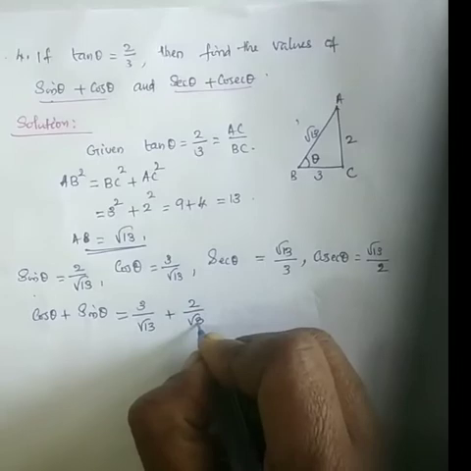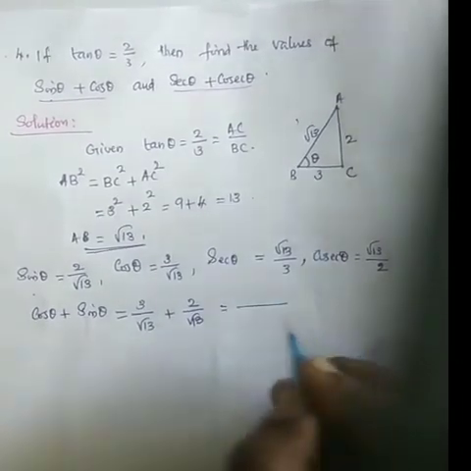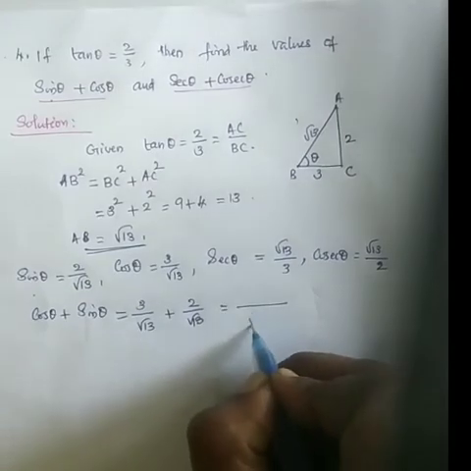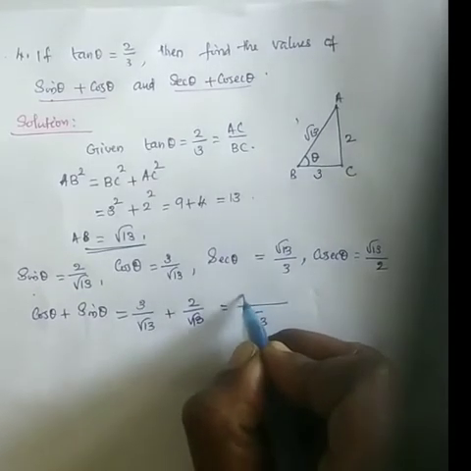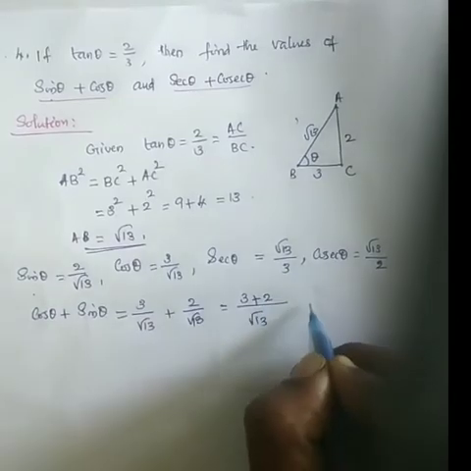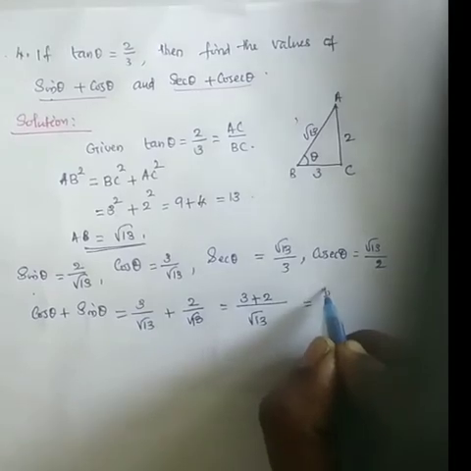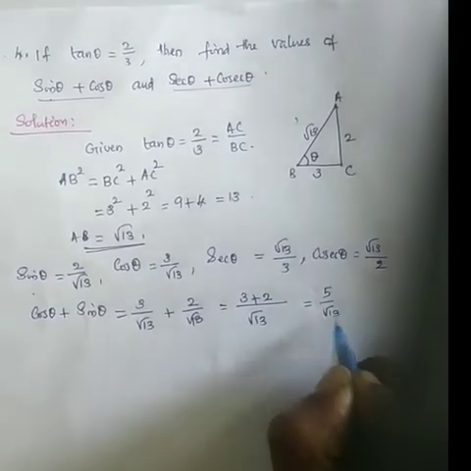Okay. So the next step is take root 13 as LCM. The numerator becomes 3 plus 2. Therefore, the answer is 3 plus 2 is 5, 5 divided by root 13.